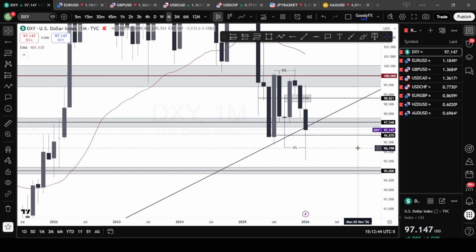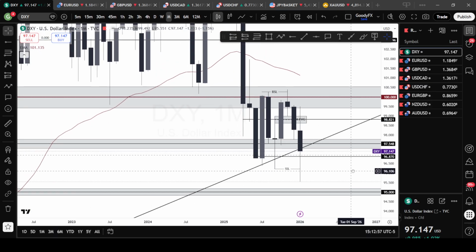Now the way I trade, I do top down analysis. So I start from the monthly, then go down to the weekly, daily, and 4 hours. Basically I'm like a swing trader, day trader kind of a thing. So we've swept liquidity here, sell side. Now what am I expecting? I'm expecting to see price look for internal range liquidity on the monthly.